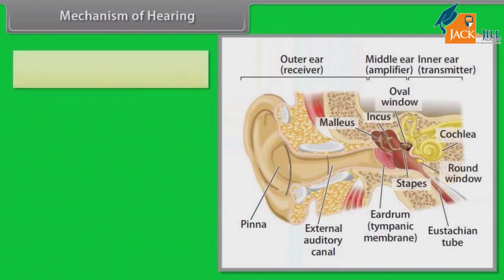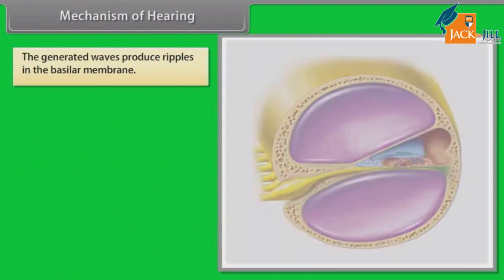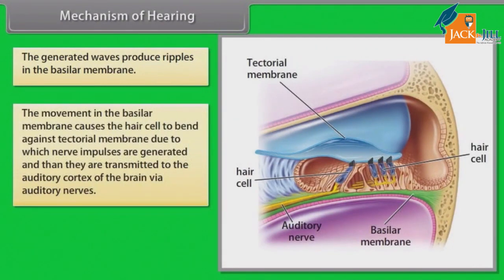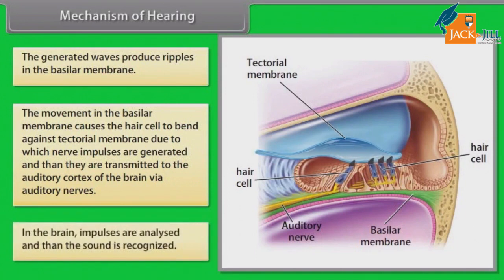The generated waves produce ripples in the basilar membrane. The movement in the basilar membrane causes the hair cells to bend against the tectorial membrane, due to which nerve impulses are generated and transmitted to the auditory cortex of the brain via the auditory nerves. In the brain, impulses are analyzed and then the sound is recognized.